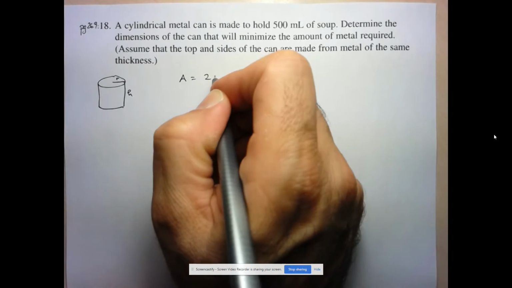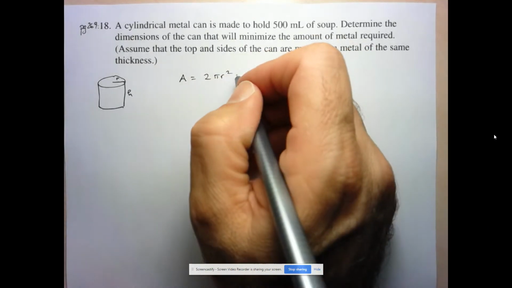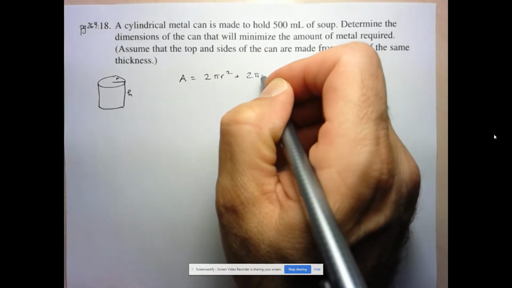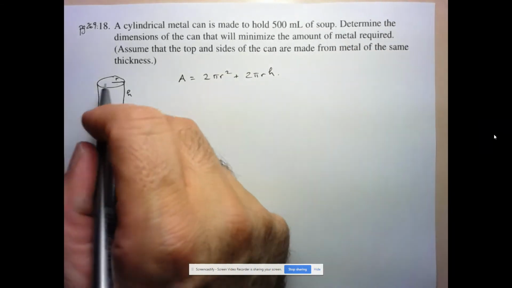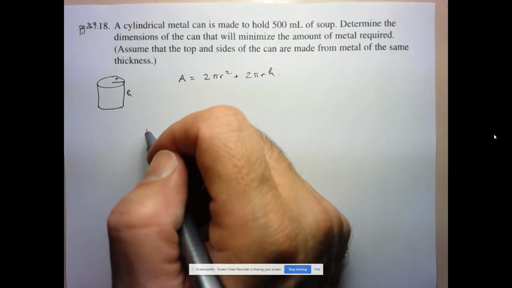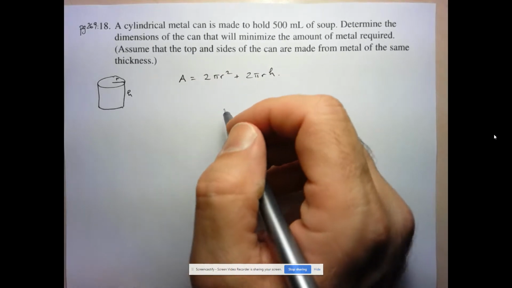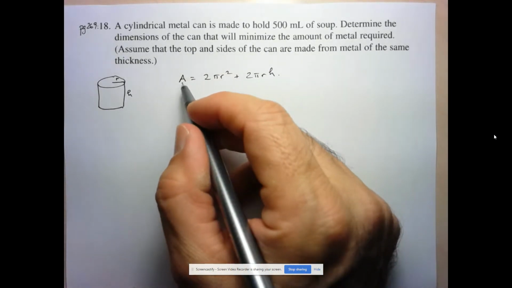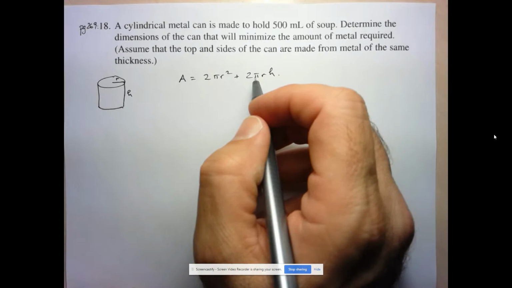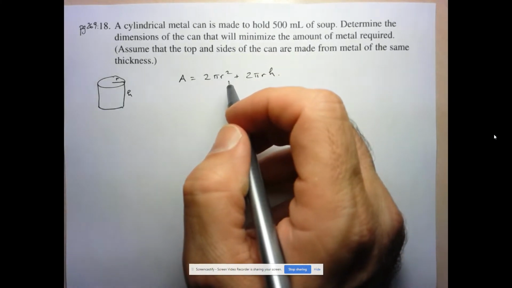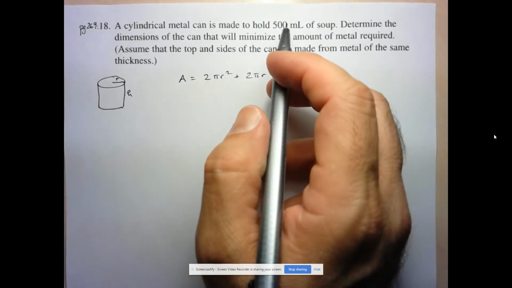So we have 2 times pi r squared plus 2 pi r h, which gives us the area of the lateral side. As we often have in these problems, we have a function area in terms of 2 variables. So what we need to do is whittle that down to 1 variable, and luckily they do give us an extra piece of information.